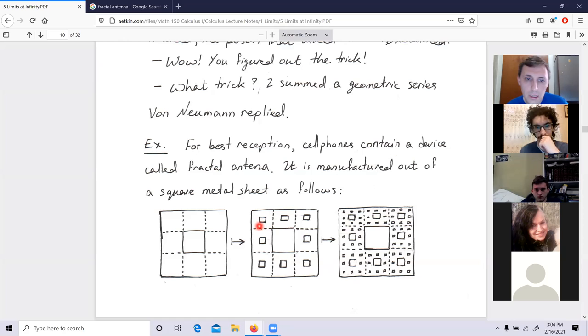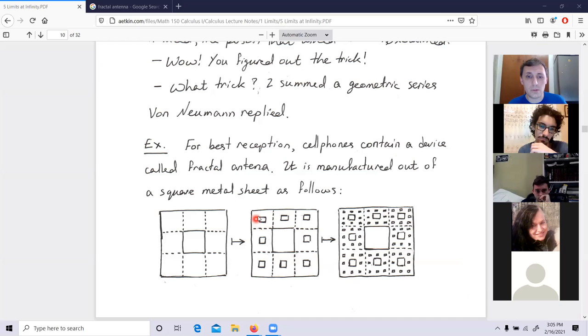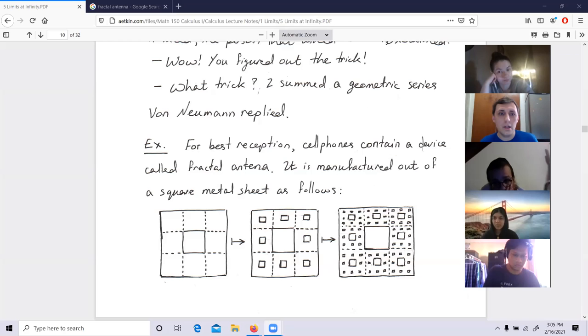The antenna is very good at receiving various frequencies. The purpose of the antenna is to be a good receiver, to be able to capture signals. So how many squares are there around this punctured square? Could anybody tell me? 8. Exactly, 8. Okay, so the physics of the antenna is beyond our class. We're not going to discuss that, but let's discuss manufacturing.